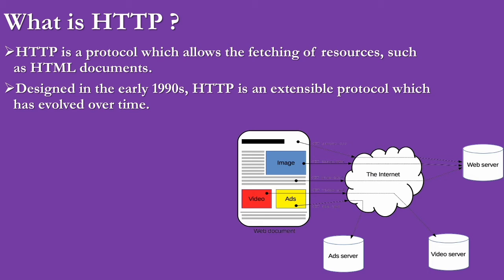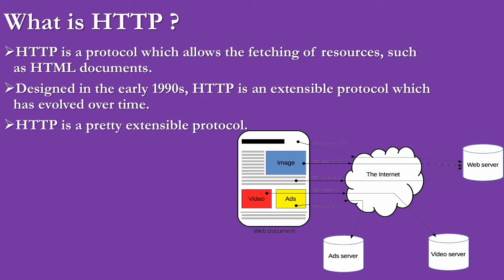Designed in the early 1990s, HTTP is an extensible protocol which has evolved over time. It is an application layer protocol that is sent over TCP or over a TLS encrypted TCP connection. Though any reliable transport protocol could theoretically be used, due to its extensibility, it is used to not only fetch hypertext documents but also images and videos, or to post content to servers, like with HTML form results. HTTP can also be used to fetch parts of documents to update web pages on demand.